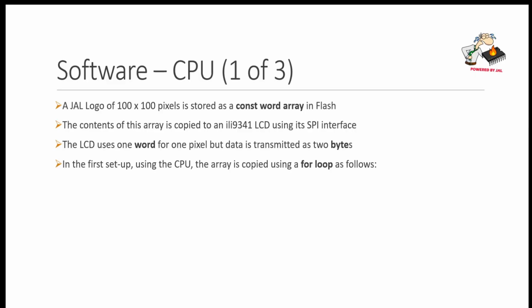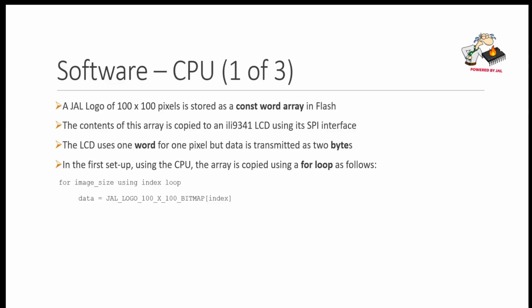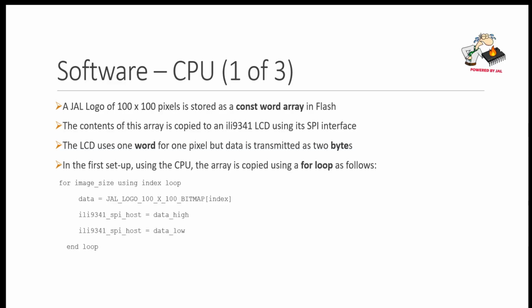We just copy the contents of this array using a for loop, and that looks as follows. We have the image size and we use an index. Then we copy one word from this array to a data word. We send the data word as a high and a low byte to the SPI interface, and that's it.